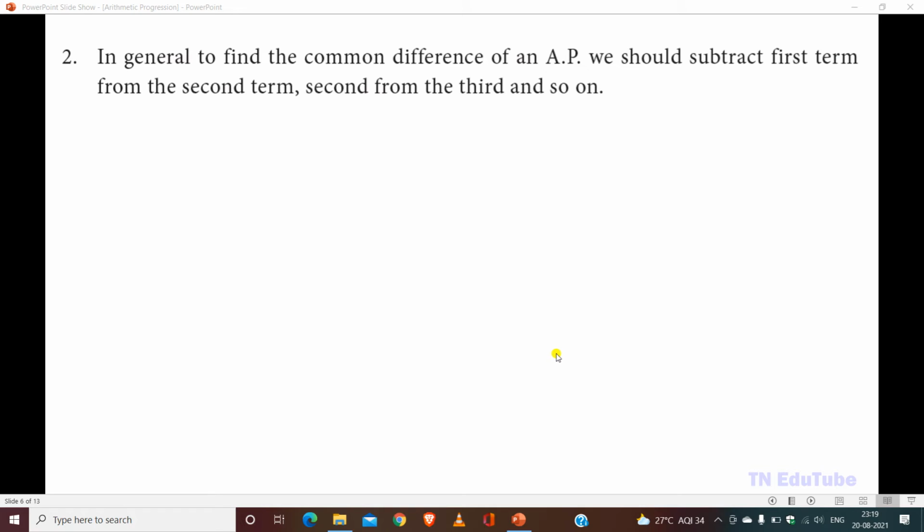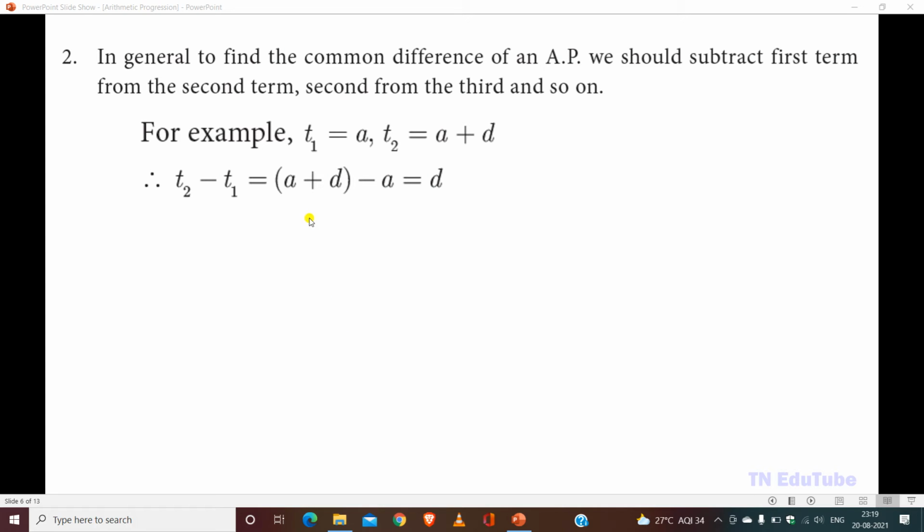Then in general, to find the common difference of an AP, we should subtract the first term from the second term, the second term from the third term, and so on. First term is a, second term is a plus d. For finding the common difference, you should subtract t1 from t2. So t2 minus t1 is a plus d minus a. A and minus a get cancelled, then you get d.